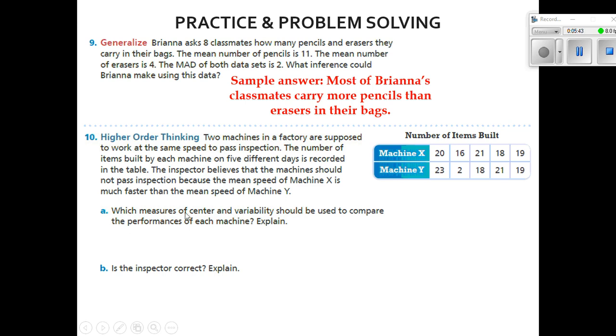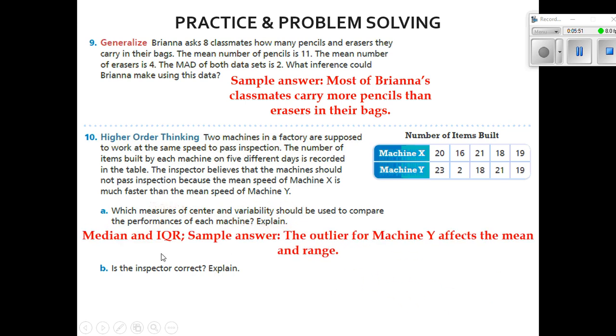Which measure of center and variability should be used to compare the performance of each machine? Well, the median and the interquartile range. The outlier for machine Y affects the mean and range. Let's look at this data carefully.